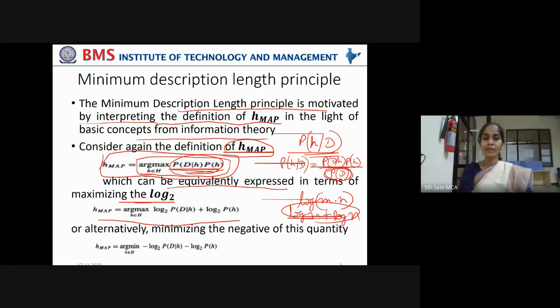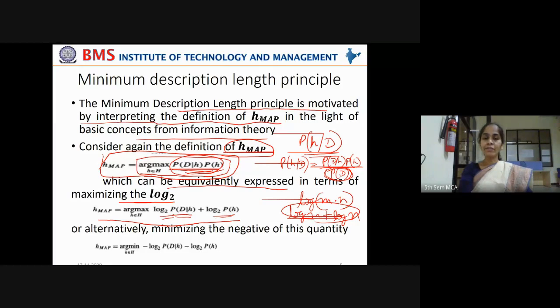That is why when you apply the log, you get log 2, you are taking it to base 2. Did you observe nowhere we have taken base 10 logarithm in our machine learning? Always we take it as base 2. Why? Because we are working with binary data. Now log 2 probability of D given H plus log to the base 2 prior probability of H. This is how the HMAP equation has been transformed after applying logarithm. Is it clear till here?